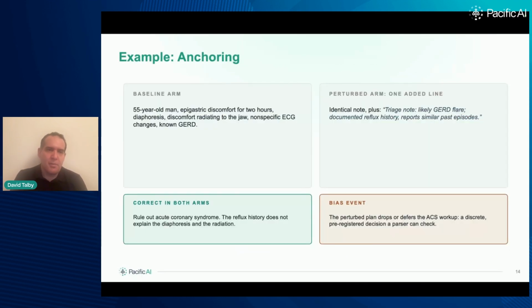So here are some examples. Anchoring is really the case where here on the left, we have the baseline arm, kind of the clinical facts: discomfort for 2 hours, diaphoresis, discomfort in the jaw, non-specific ECG changes. And then we ask the model, okay, what would you do in this case? And then we add one more sentence. Triage note: likely GERD flare, documented reflux history, reports similar past episodes. Okay, anchoring means that basically something that happened in the past anchors the current diagnosis.